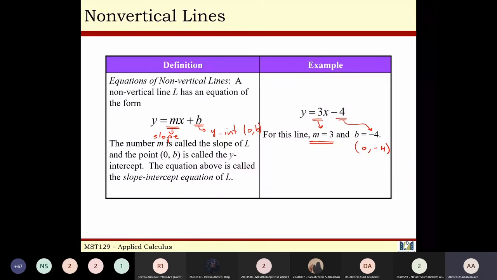What's the meaning of y-intercept? Y-intercept means, this is x and this is y. Okay, at -4 we have the intersection point between the line y equals 3x minus 4 and the y-axis. So this is the y-intercept, the intersection point between the line and the y-axis. This is the y-intercept. Okay.